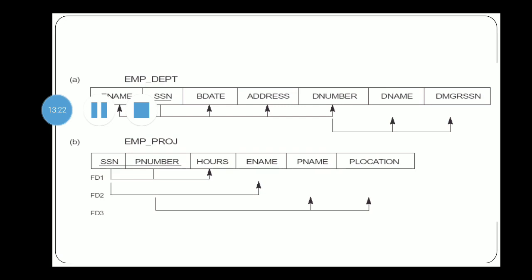Now consider the same SSN comma P number tends to E name. Is it a full functional dependency? No. It is not a full functional dependency because even if we remove the P number, we can find the employee name. So it is not a full functional dependency. It is called a partial functional dependency.